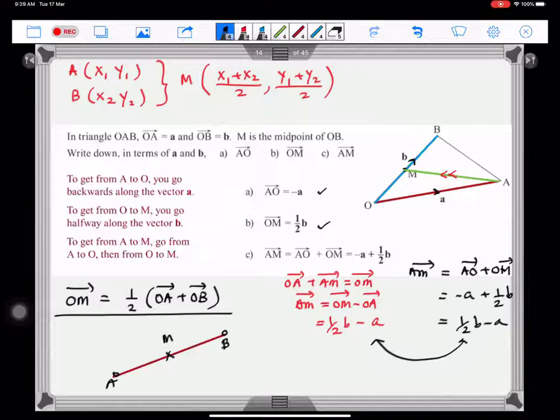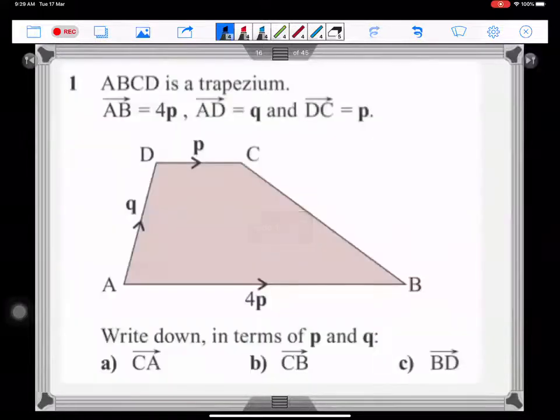Now let's move on. Now look at the first question.